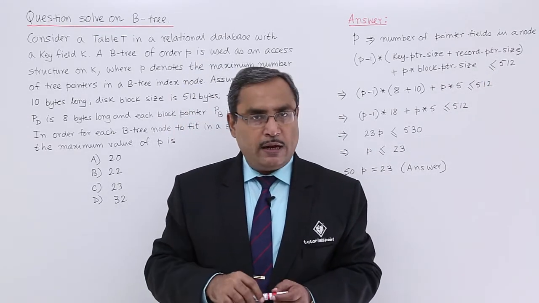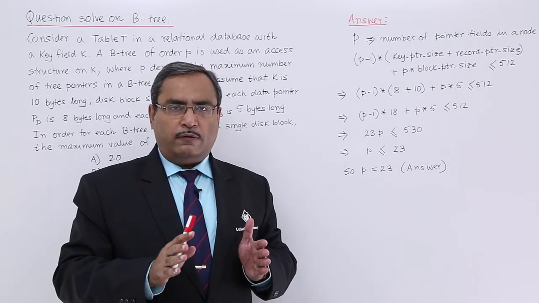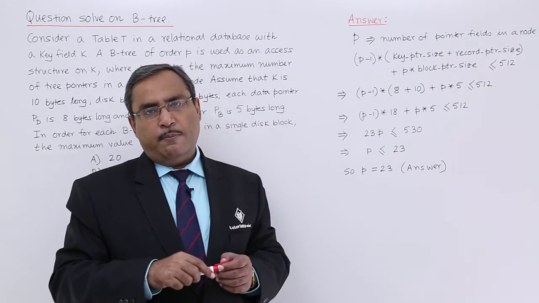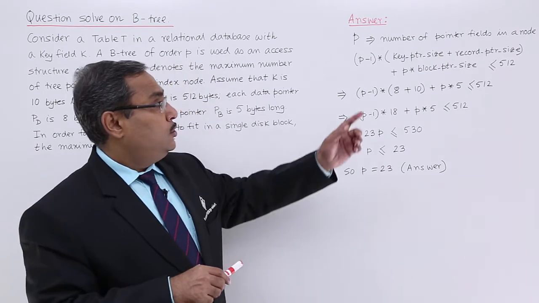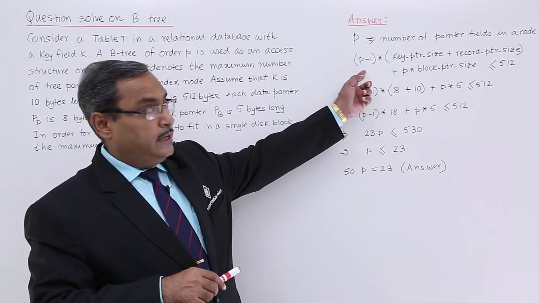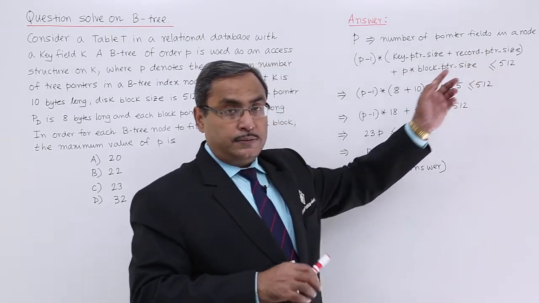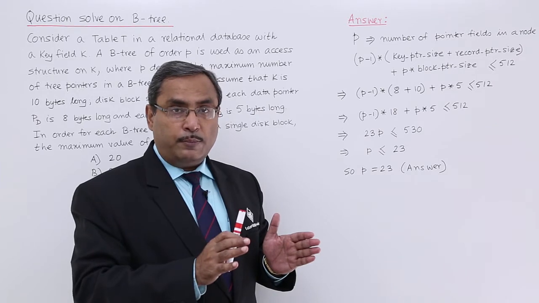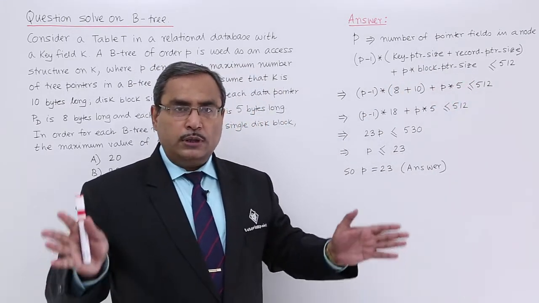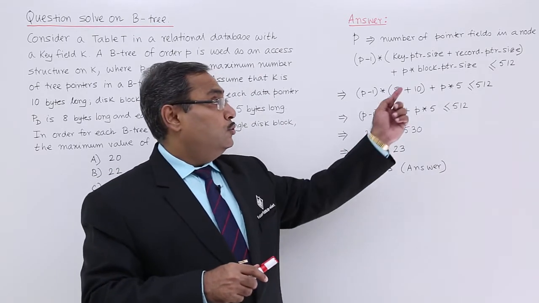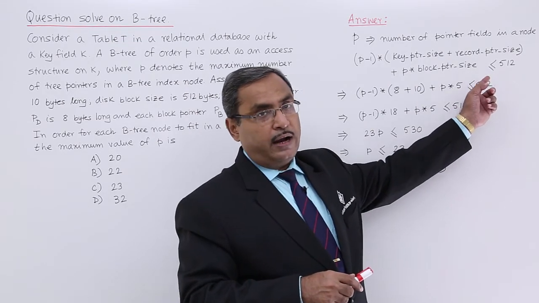So as it is given in our question paper. We know that in case of an index node, if we have P number of pointer fields, then we will have P minus 1 number of respective key fields and the respective record pointers. So that's why (P minus 1) into (key size plus record pointer size), plus P into block pointer size, because it is actually pointing to the next child. So that will be of the count P, and that total sum must be less than or equal to 512.